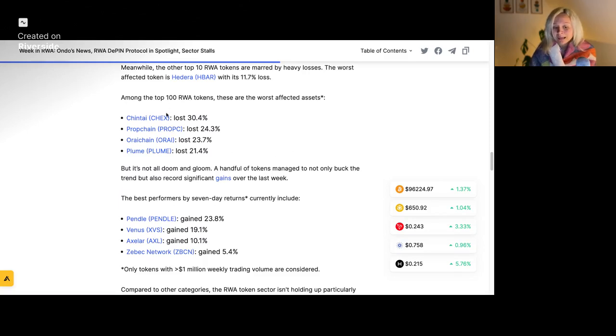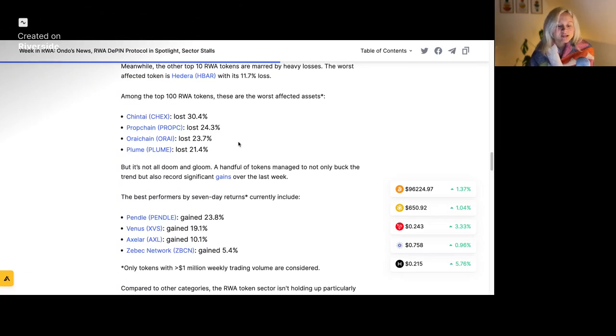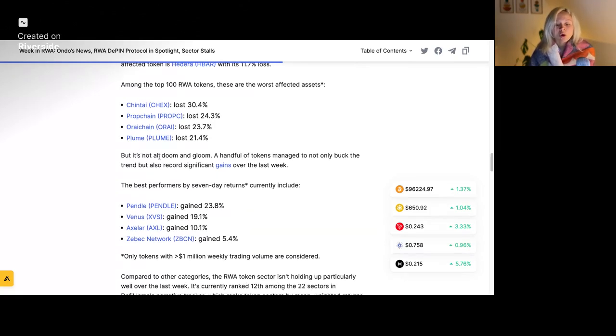And if you are interested, as I mentioned before, if you are looking to invest long-term, just go and have a deeper look into those projects. But compared to meme coins and other things, RWAs are real world assets, so you can imagine those are pretty legit projects. But it's not all doom and gloom.